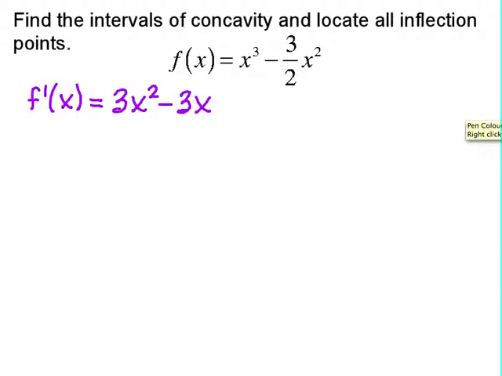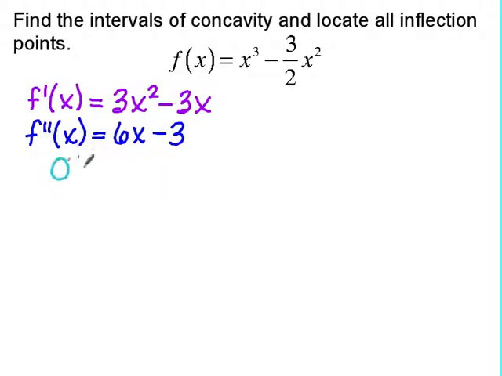Now we would use the first derivative if we were going to do increasing and decreasing. We're not doing increasing and decreasing. We're doing concavity, so I need to find the second derivative. And then we're going to go through all the same steps. So the second derivative, f double prime of x, is going to equal 6x minus 3. If you remember what I just said, we're going to do all the same steps. So now we're going to set that second derivative equal to 0. And we don't call these critical numbers, we just call these possible points of inflection. So if I set that equal to 0, what value of x do you get? 1/2.